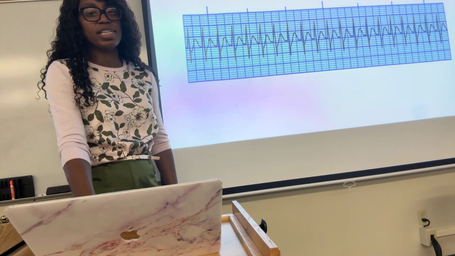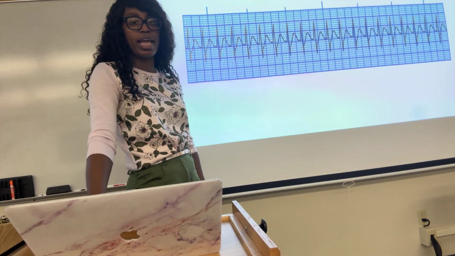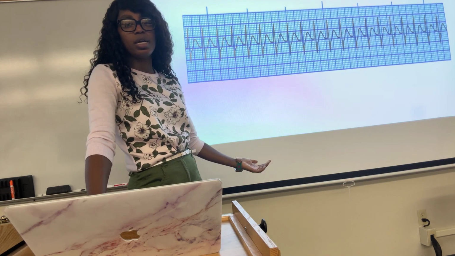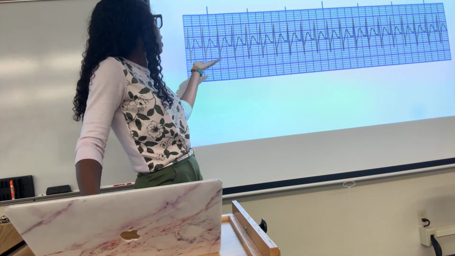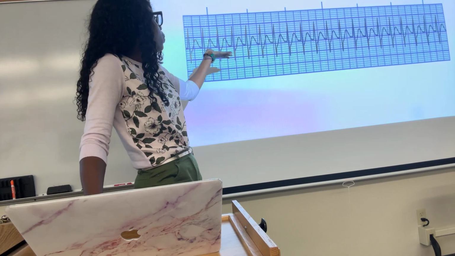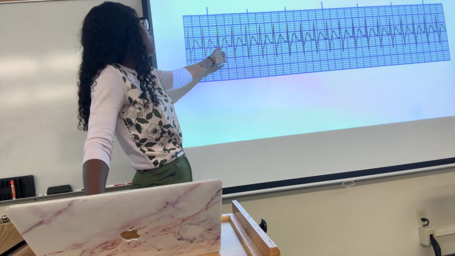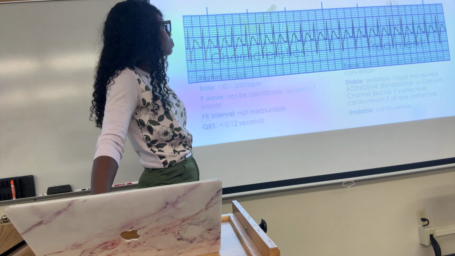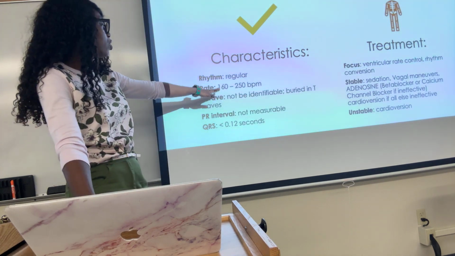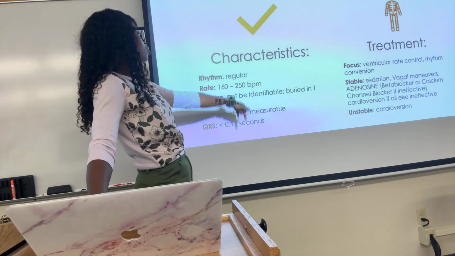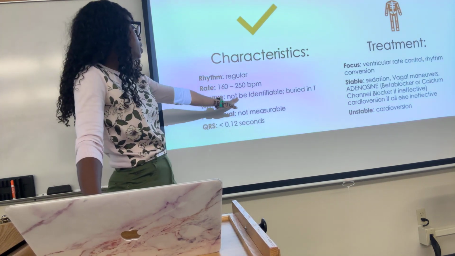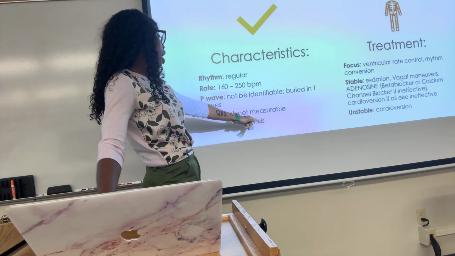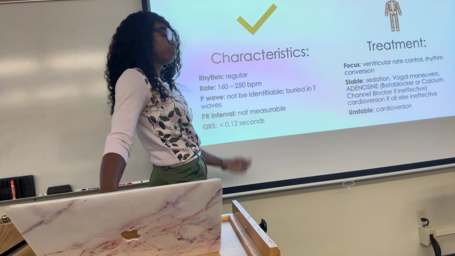Then we have the SVTs, or paroxysmal atrial tachycardia, supraventricular. So here, the problem is the P and the T, we don't know. They're not there. So we lose our P's, and these are actually the T's. We lost our P because it's that fast. So what do we have? It's regular. The rate is 160 to 250. P waves are not identifiable, buried in the T waves. PR is not measurable, right? Because we don't have P's.